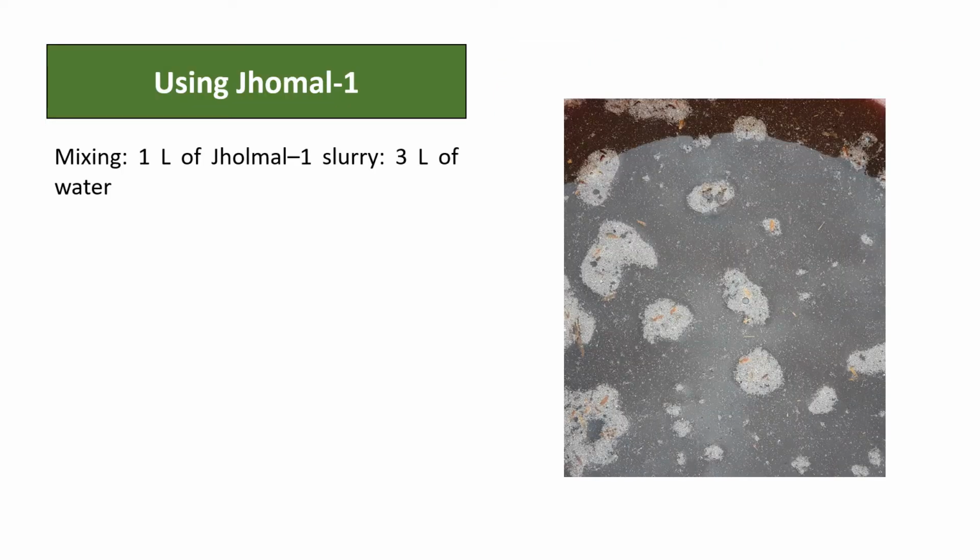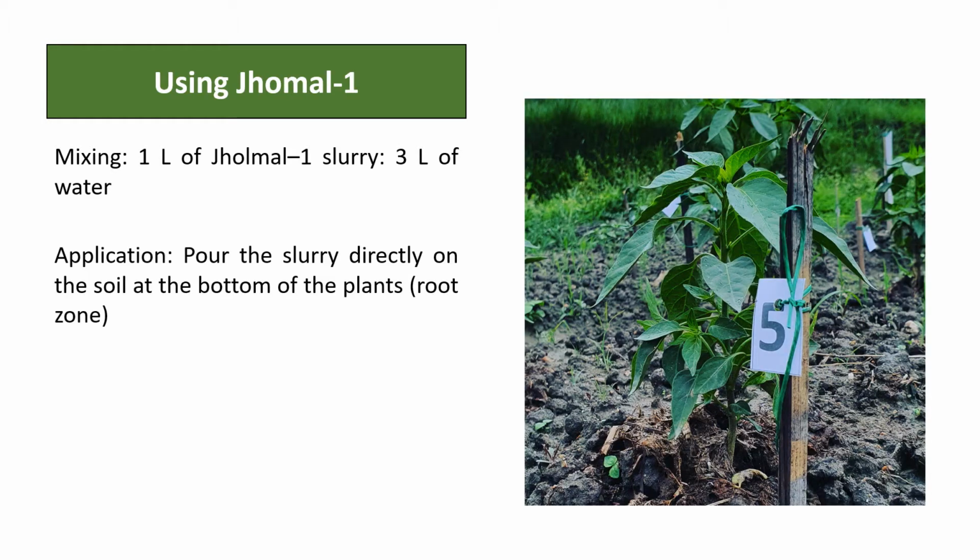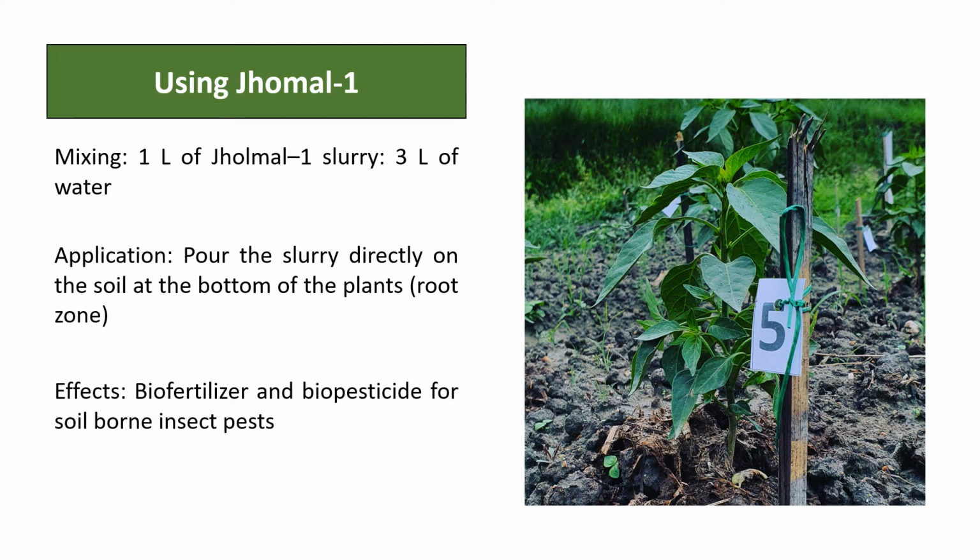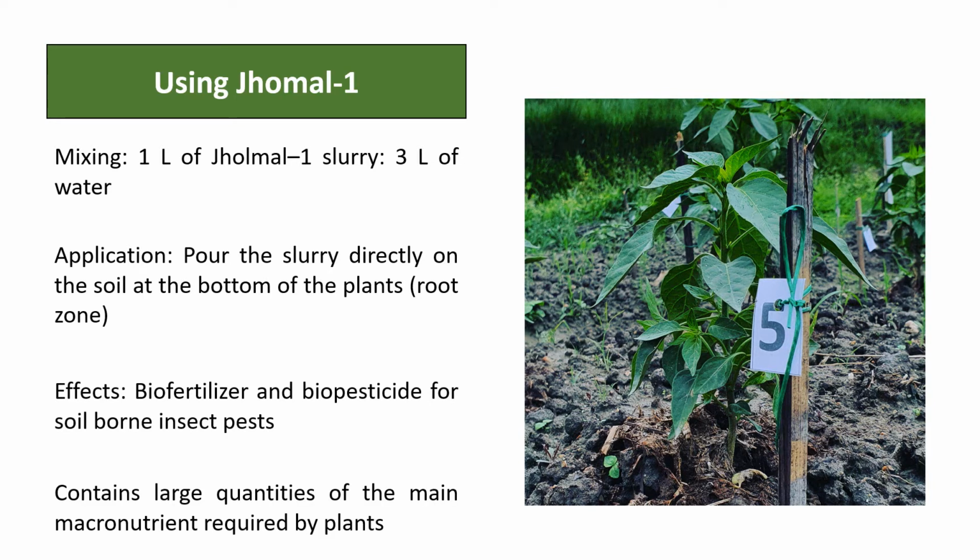Using Jholmal 1. Dilute 1 liter of Jholmal 1 slurry in 3 liters of water. Pour the diluted slurry directly on the soil at the bottom of the plants near the root zone. It has biofertilizer and biopesticide effects for soil-borne insect pests. It contains large quantities of the main macronutrients required by the plants, such as nitrogen, phosphorus, and potassium.